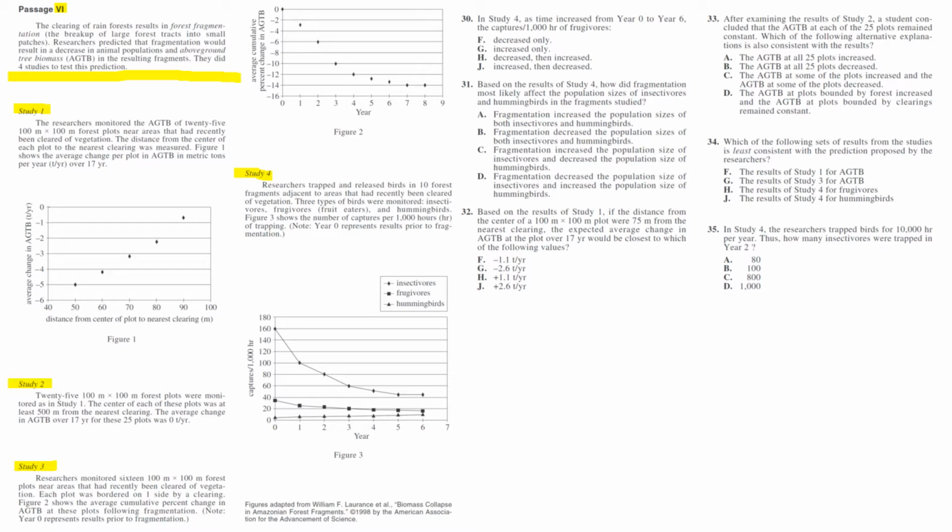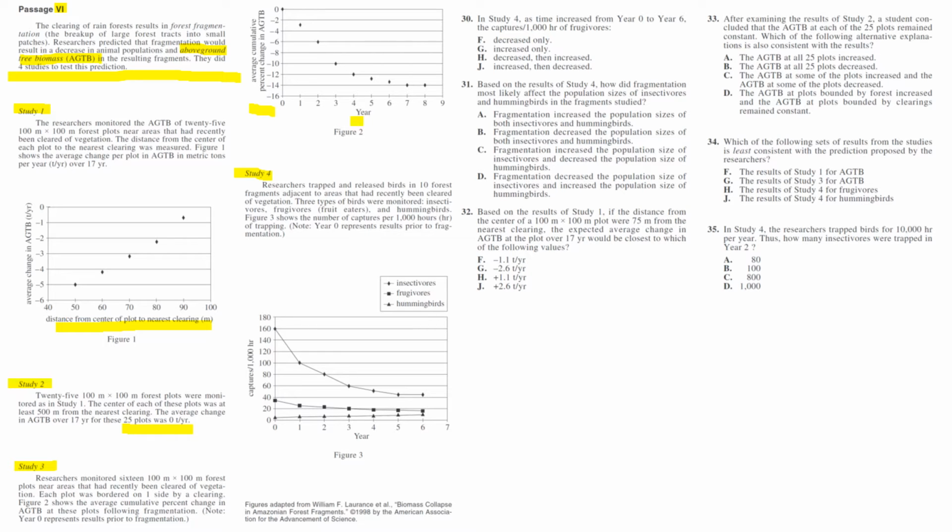So in this one, at least look at the X and Y axis: change in AGBT, and they have that in italics up here, above ground tree biomass, if that helps you to understand. And then distance from center of the plot. So it looks like they're monitoring a plot and a change in biomass. And then study 2, average change over 17 years was monitored, and its 25-year average was 0. Study 3 looks like they're doing years and average cumulative percent change.